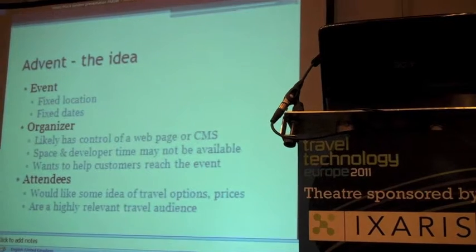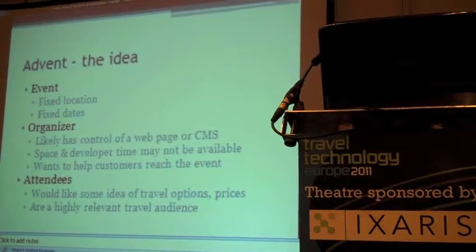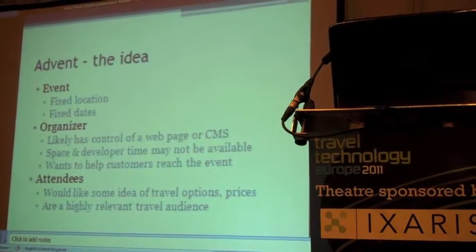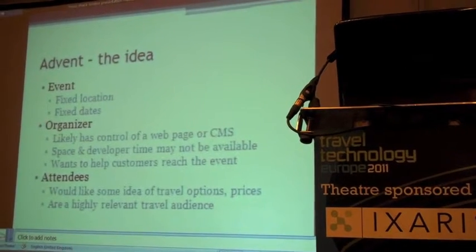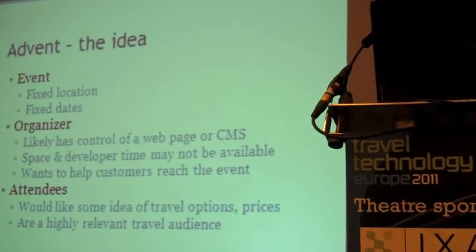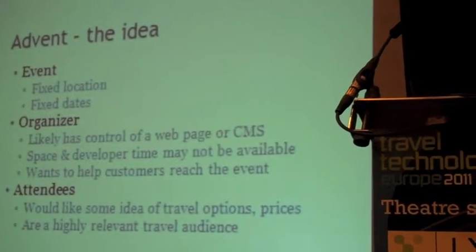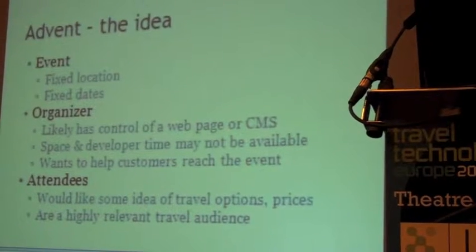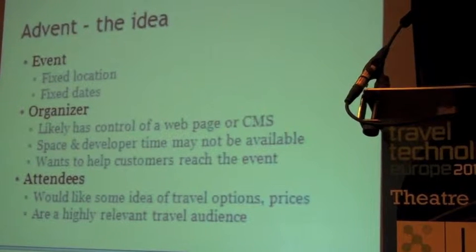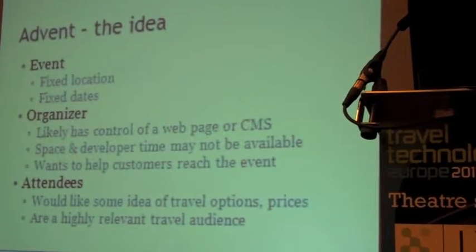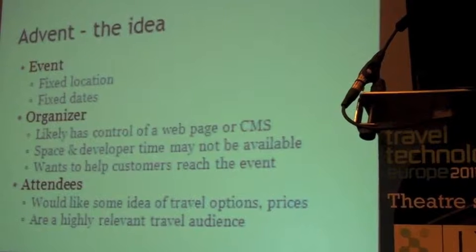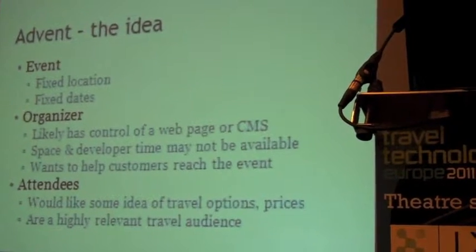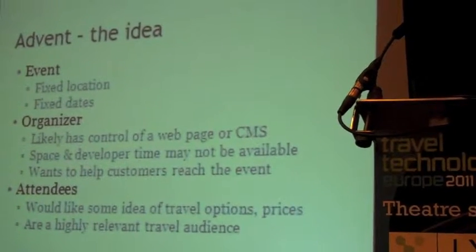And what this got me thinking was that from the event organiser's point of view, if they're organising a large event, they have a location in their mind and they've got some very definite fixed dates for that event. Now, from a travel perspective, this is great because once you can reach your customers, you know where they are, you know where they want to be. So how about creating some kind of widget-style advertising for this? That's exactly what I've done with Advent.